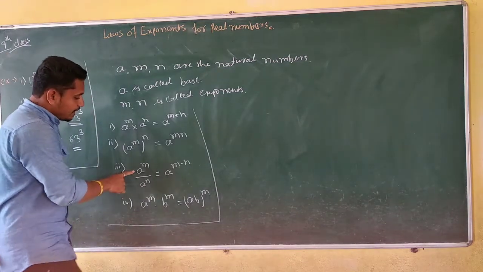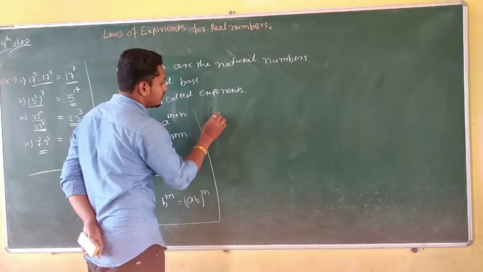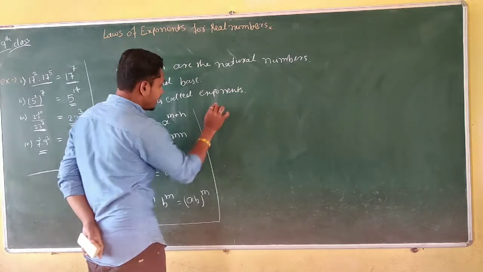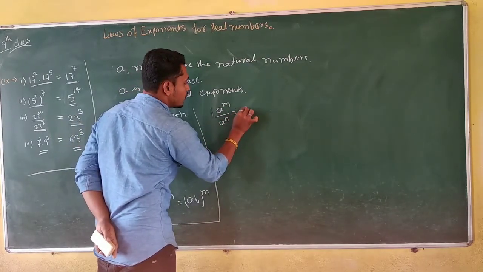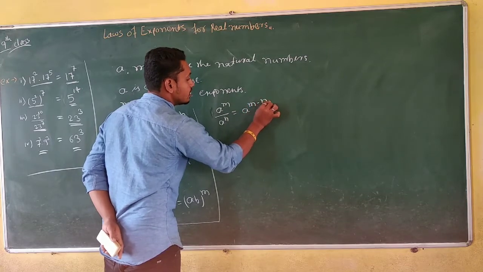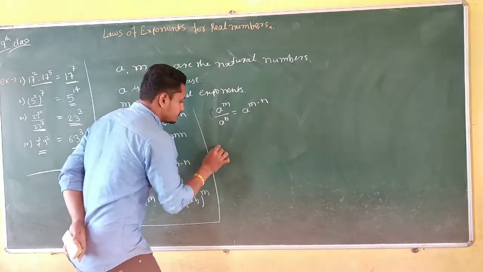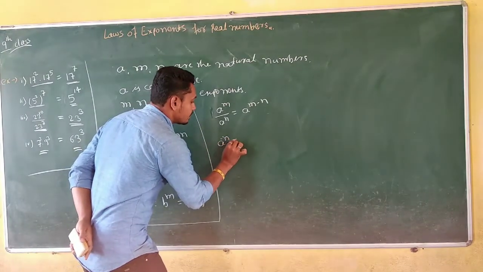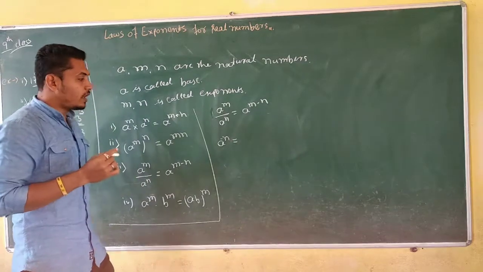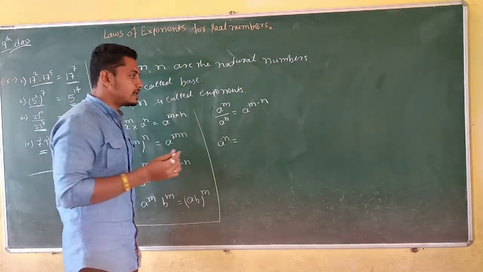Next, see here. Now, a raised to m divided by a raised to n. Okay, take the third property. A raised to m divided by a raised to n is equal to a raised to m minus n. Is it right? So, now see here, a raised to minus n. Now, what about a raised to minus n? Is it right? See here.